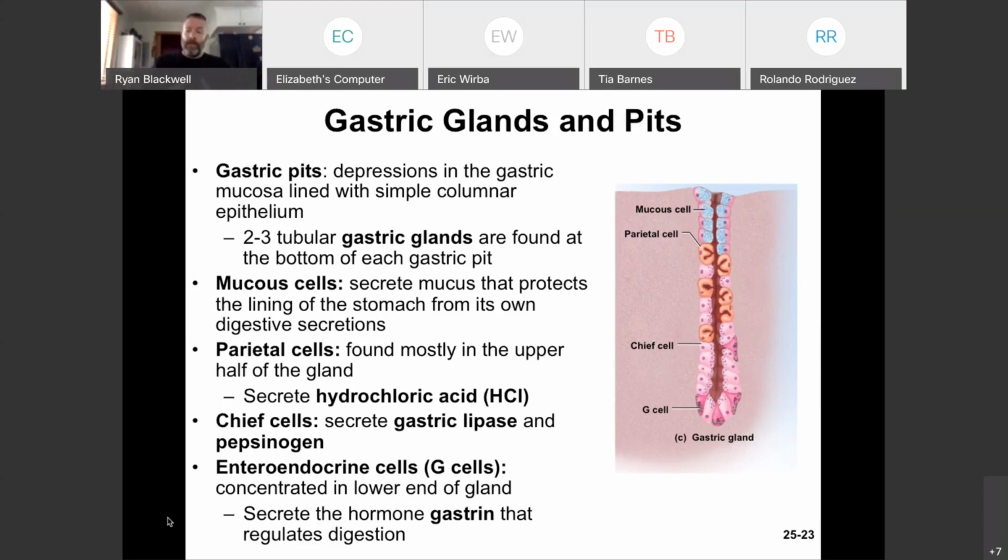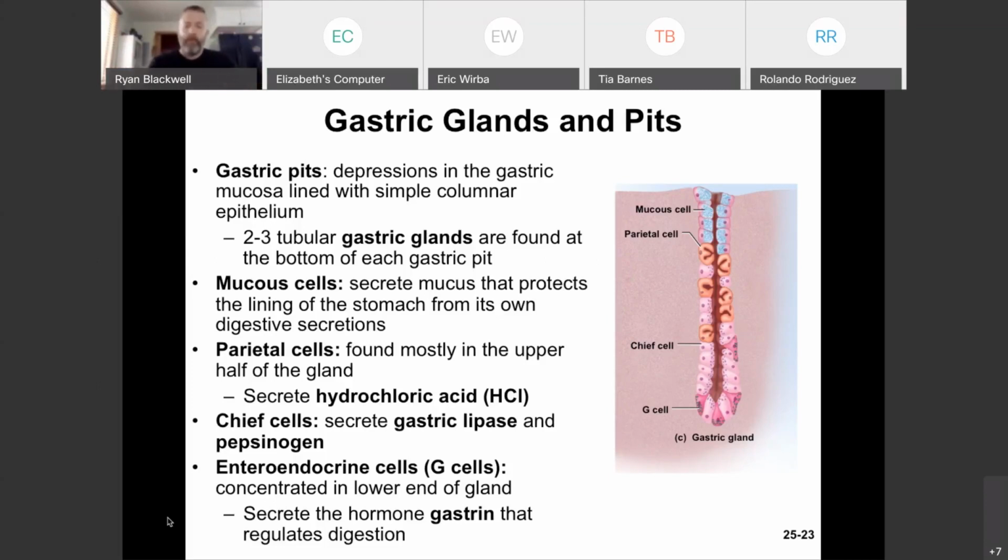Most digestion continues in the stomach, and then most chemical digestion occurs in the small intestine. So, in terms of digestive products, there's saliva, there's stomach secretions or stomach juice, pancreatic secretions or pancreatic juice, and then bile produced by the liver, stored and concentrated in the gallbladder. So let's first take a look at digestive products produced in the stomach.